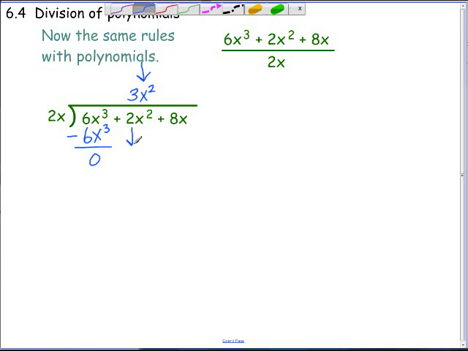I bring down the plus 2x squared and I consider what I could multiply 2x by in order to get 2x squared. That's right, 1x. x times 2x, 2x squared. I'm going to subtract that, and I get 0. And then I bring down the next one, which is a plus 8x.